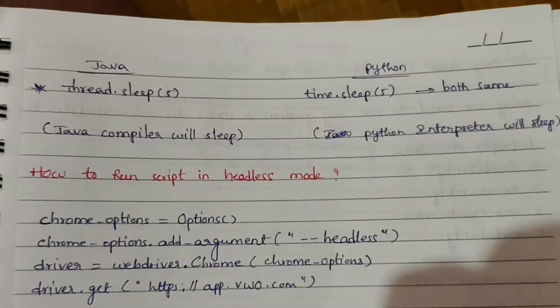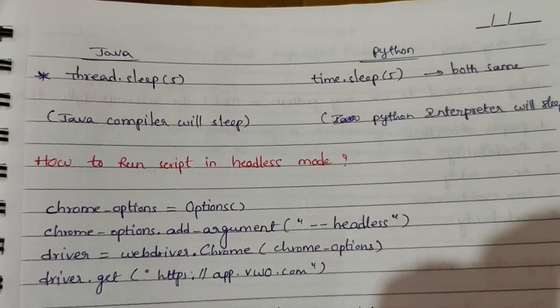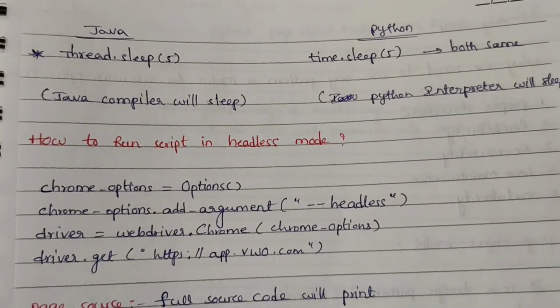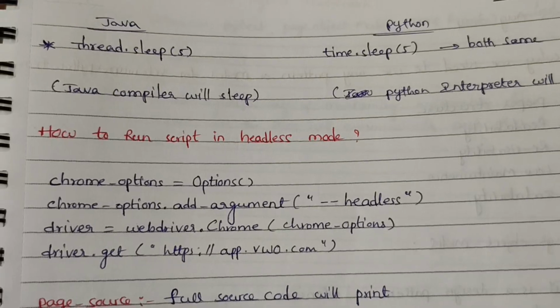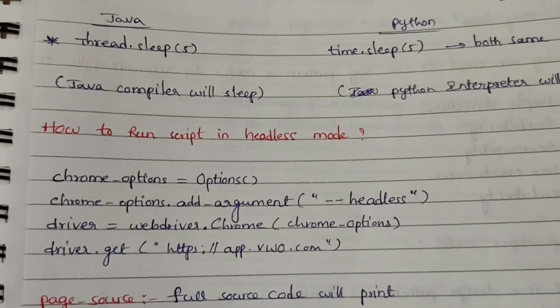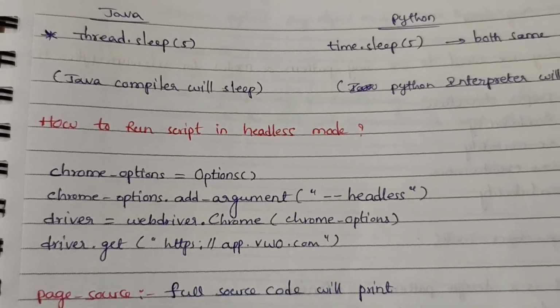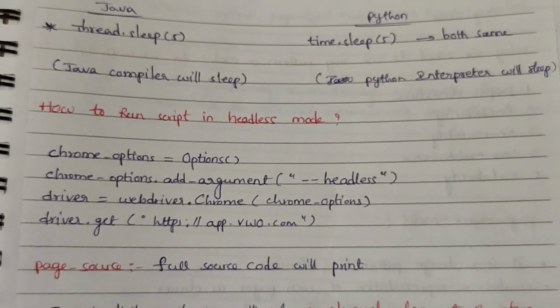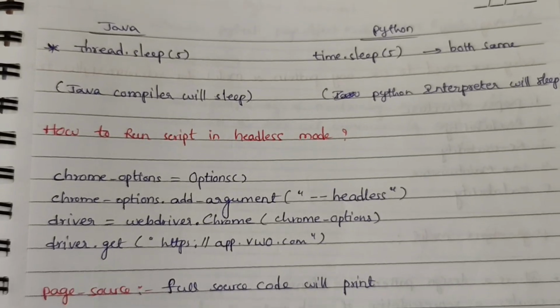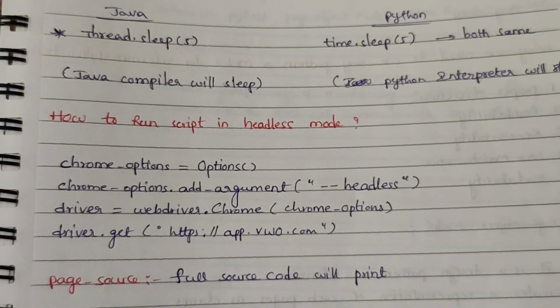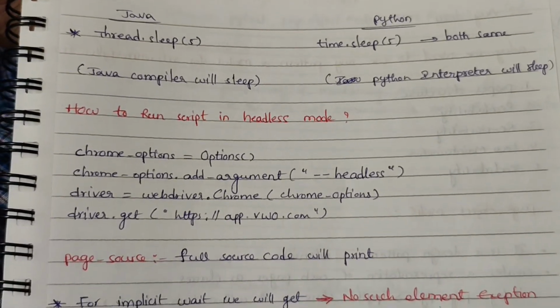Next, the difference between Java and Python. Thread.sleep is used in Java. time.sleep(5) is used in Python. Here the Java compiler will sleep; here the Python interpreter will sleep. So this is the difference: Java thread.sleep, Python time.sleep.